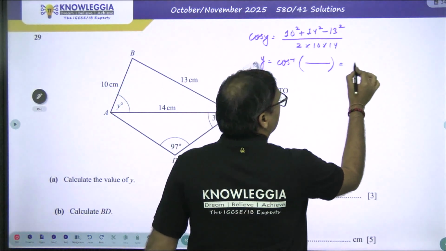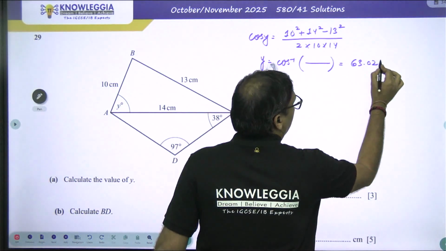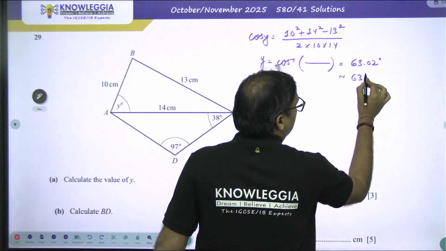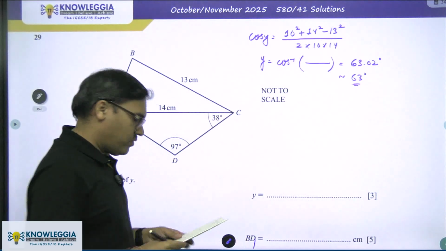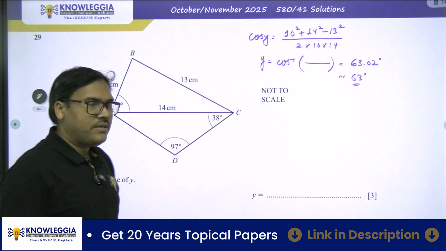So this will be 63.02 degree, or you can say this is 63 degrees. Okay, this is what you will get from the first part, using a calculator.